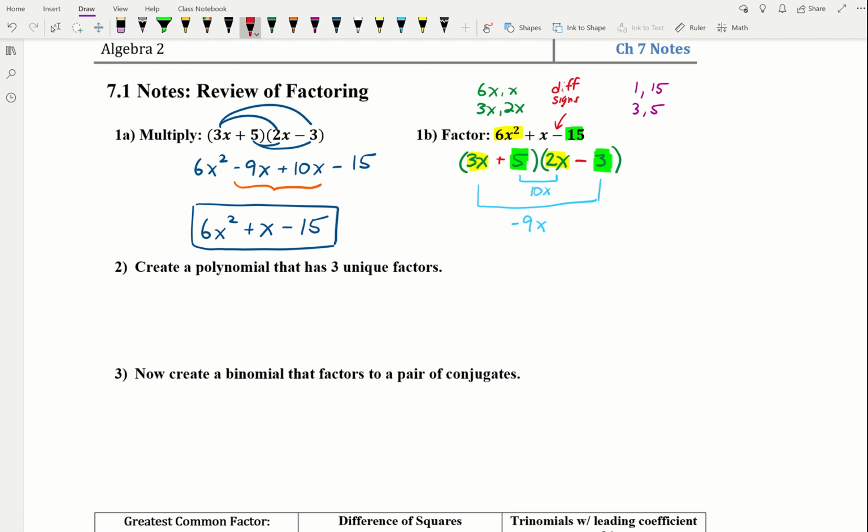Now, hopefully what you notice is that these factors, 3x plus 5 and 2x minus 3, are exactly what we started with in 1a. Those were the factors. This was the product. And that's because factoring and multiplying, or factoring and distributing, are opposite operations of each other. They will undo each other. So, understanding that the outsides and insides, when you multiply those, combine to that middle term, will help you with this factoring process.